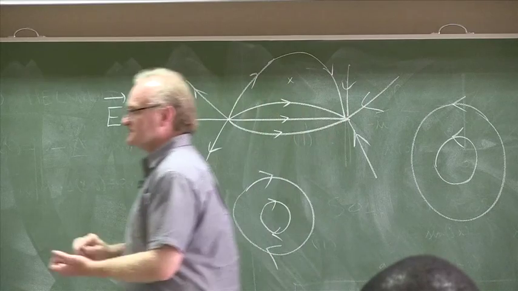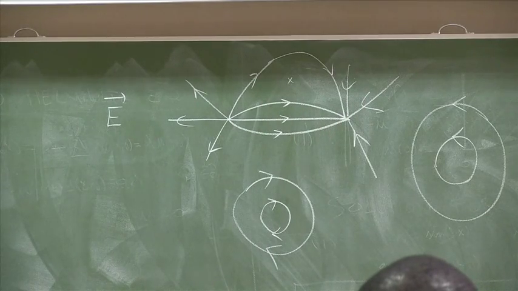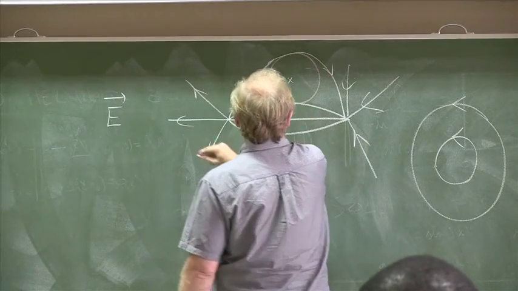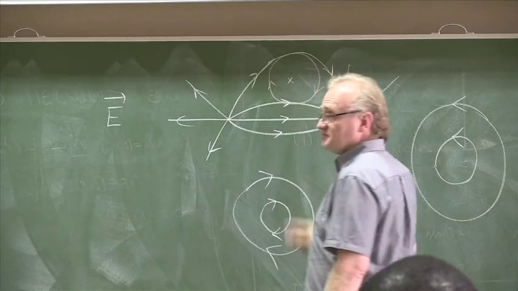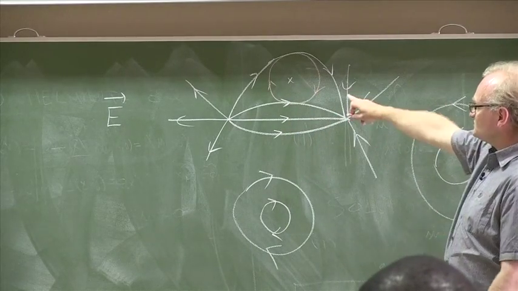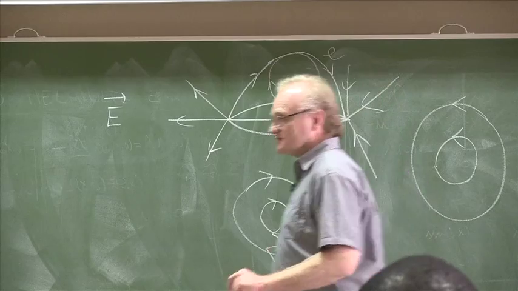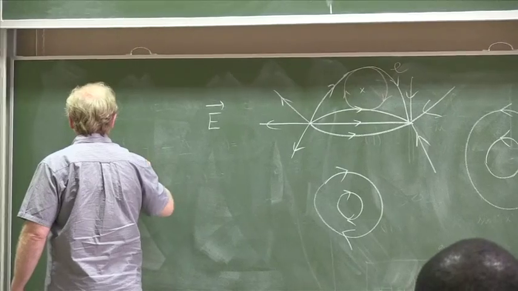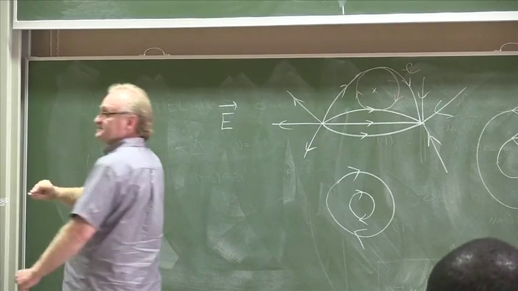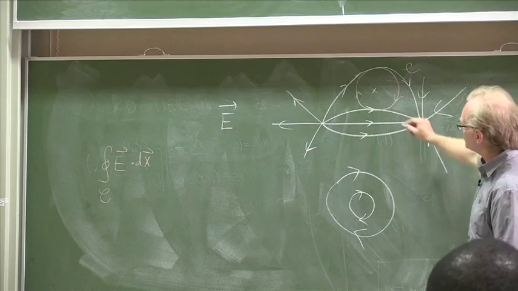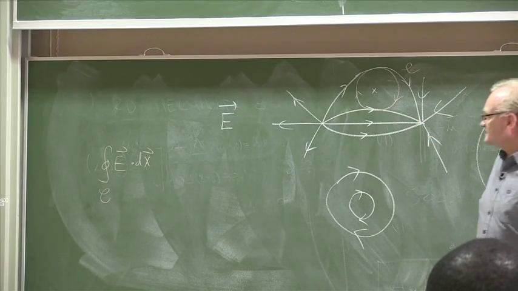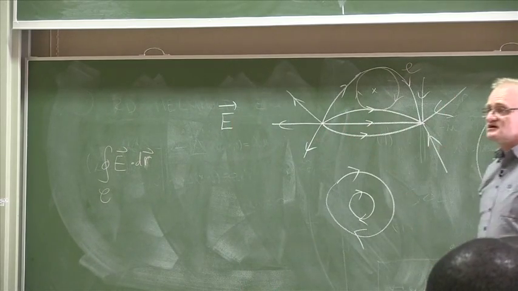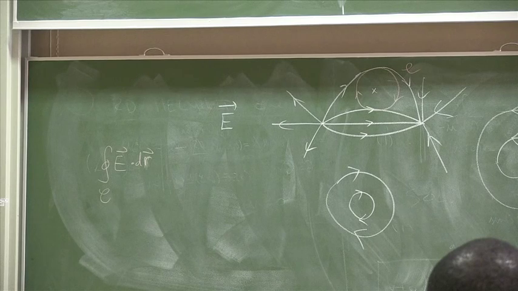Okay, so now let's take a look. Let's pick a path C. That's our path C, okay? And I want to calculate the integral of E dot dr along that closed path C. At the bottom of the path, what is E dot dr? Is it positive or negative?